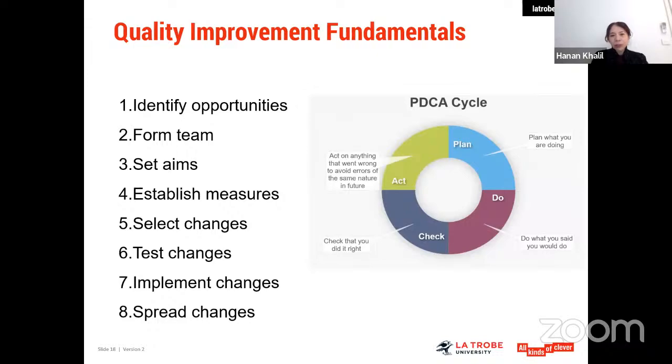You need to make sure that you also establish some measures, and we talked about using the SMART criteria. Select the changes that you are going to make, and make sure that the changes will have a direct effect on your project. And also implement the change. When you implement the change, make sure that you have a record of what you have done, and spread the change around, and make sure to also follow up too.